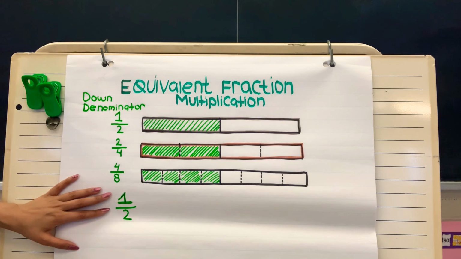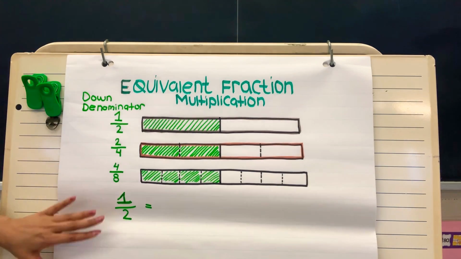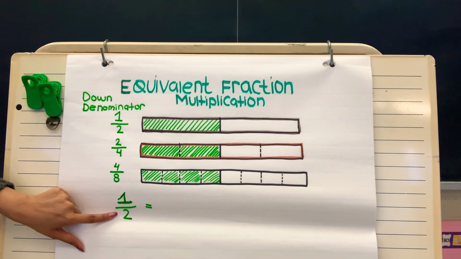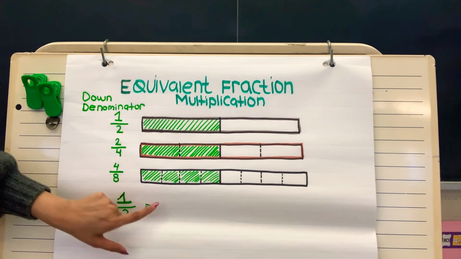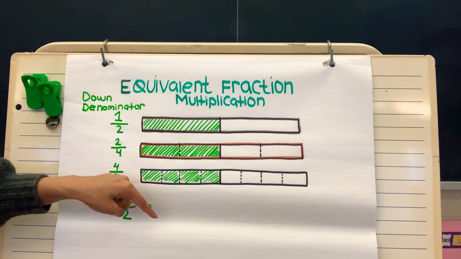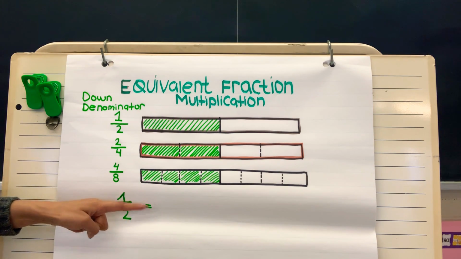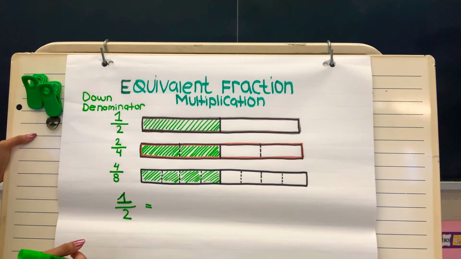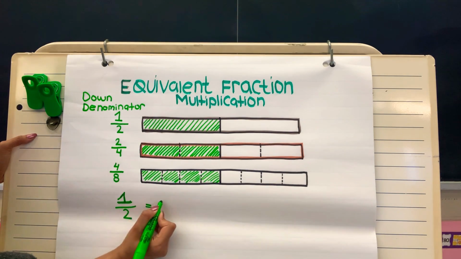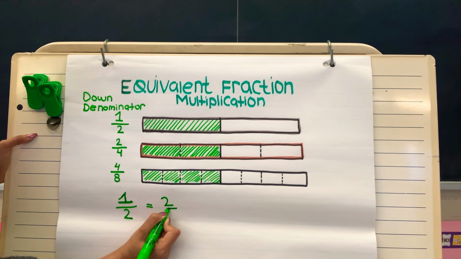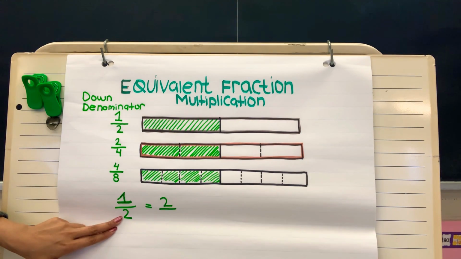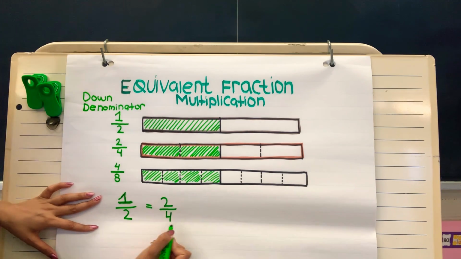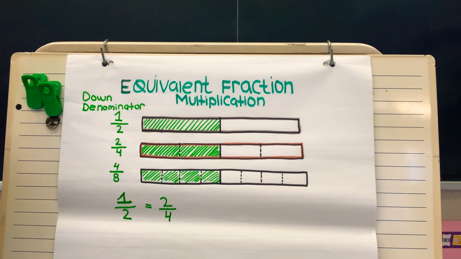1/2. Now, if I want an equivalent fraction for 1/2, and I just said that the numbers double up when we go to our equivalent fraction, what do I need to do? What's the double of 1? The double of 1 is 2. What's the double of 2? The double of 2 is 4. But let's say we didn't know this either.